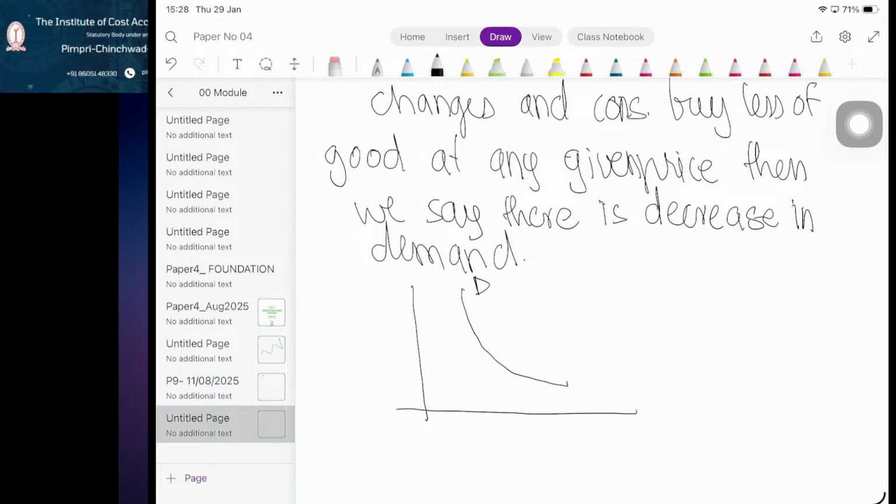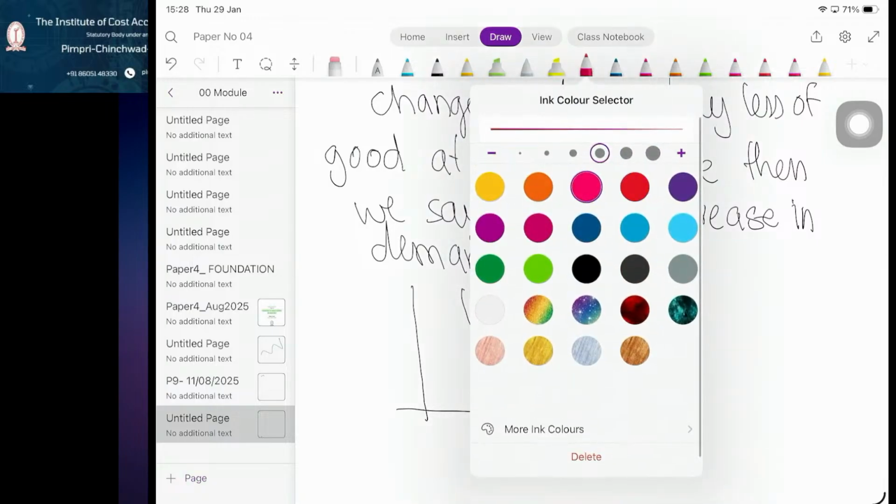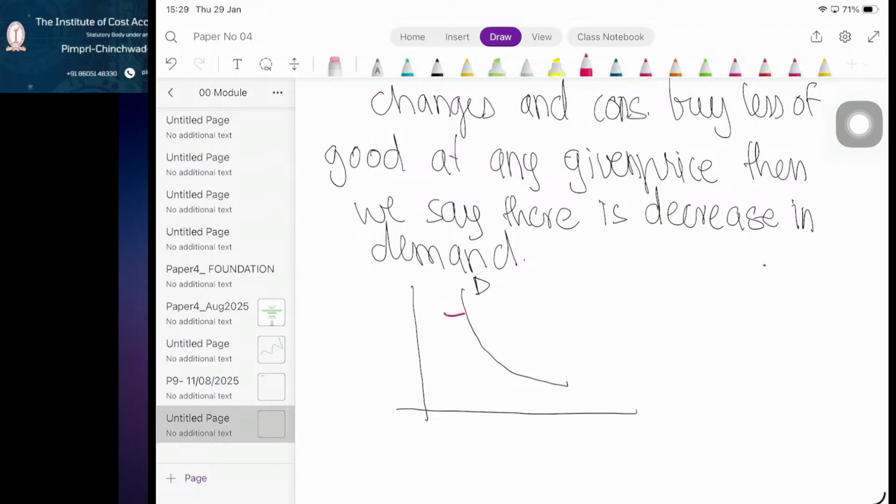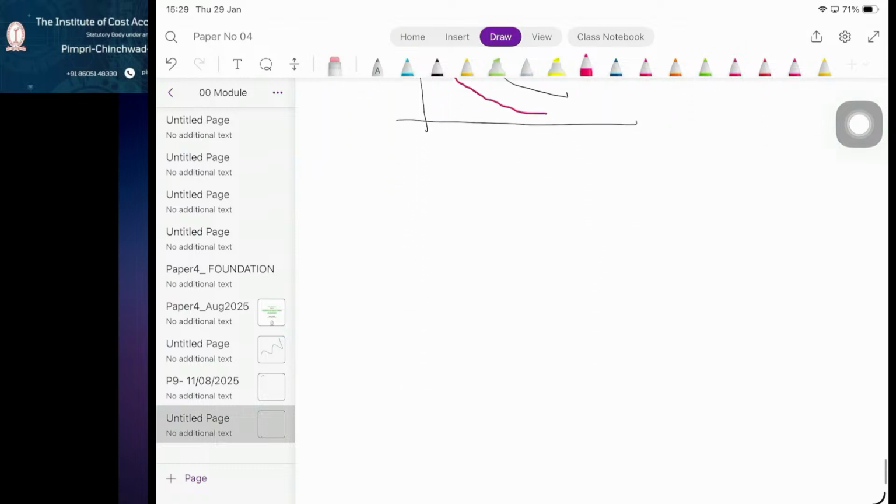This is demand and you have a decrease in demand. Let us say, I'll show it with the red line. Okay, I have to label. D0 is the old demand curve, D1 is the new demand curve. Have you all got this? Excellent.